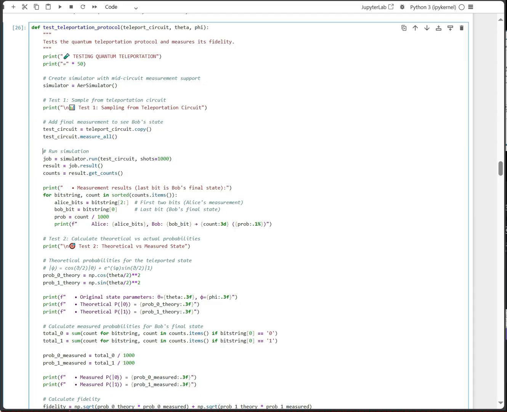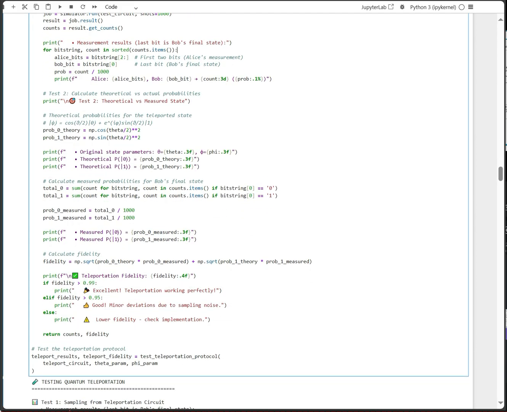And to run the simulation, you can use test circuit and try it any number of times. Let's here have 1000. And then you check the job result and the counts of the results. Here the results are going to include the last bit, which is Bob's final state. Here I leave you a sorted output to check the first 2 bits of Alice's measurements, and also the last bit of Bob, so you can have the information of the 3 qubits.